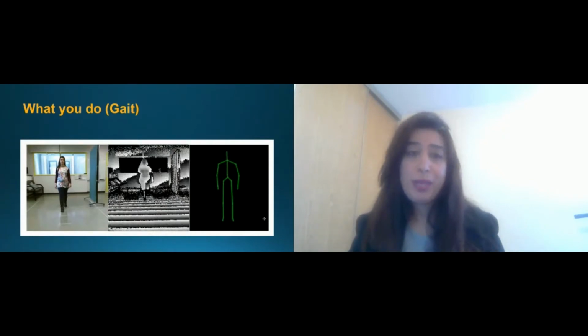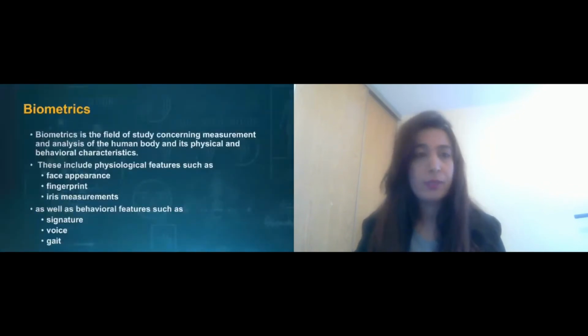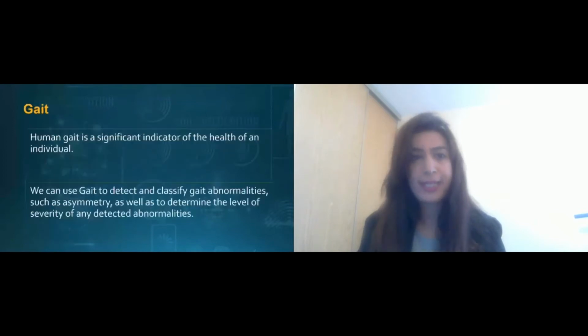We mentioned gait. So in the next few slides, we will focus on gait as a behavioral biometric. Biometrics is the field of study concerning measurement and analysis of the human body and its physical and behavioral characteristics. Biometrics include physical, physiological features such as face appearance, fingerprint, iris measurements, as well as behavioral features such as signature, voice, and gait. And in this session, we will focus on gait analysis.